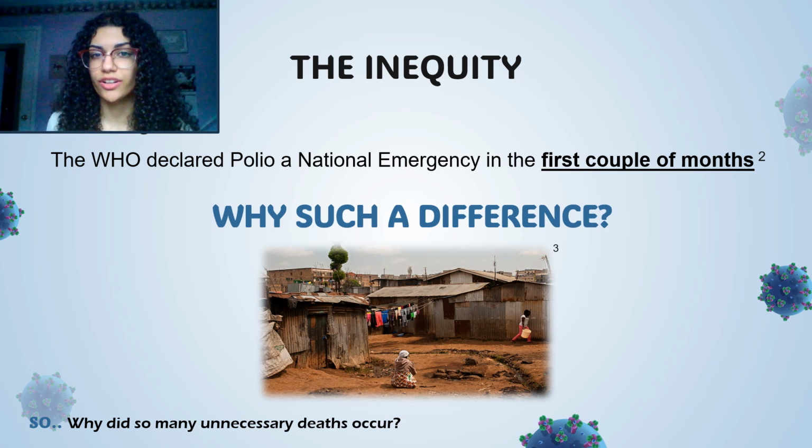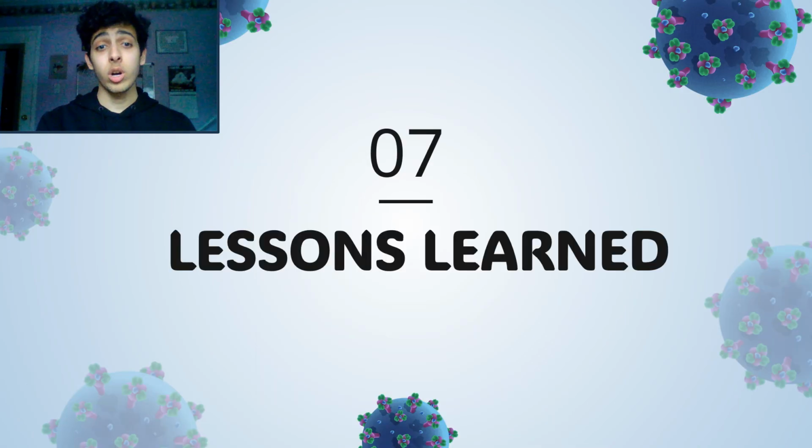To answer the question earlier, why did so many unnecessary deaths occur? Yes, it was highly contagious. Yes, high fatality rate. But primarily, the countries affected by Ebola were poor African countries. The truth is, they were seen as less of a priority nationally. So what can we learn?